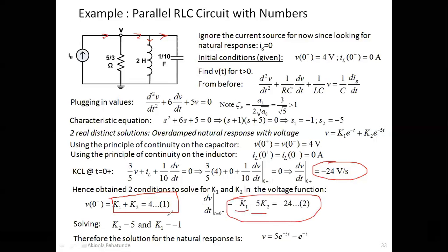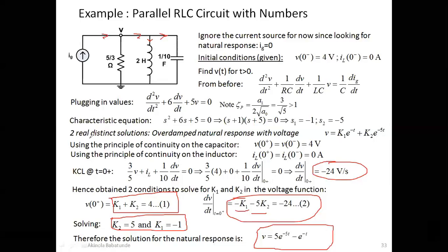When you do this, you have two equations already. Solve those two equations simultaneously. You obtain K2 is 5, and then K1 is minus 1. Once you obtain that, you bring it right into this particular situation, and then you have your V will be equal to 5 exponential minus t minus exponential minus t.